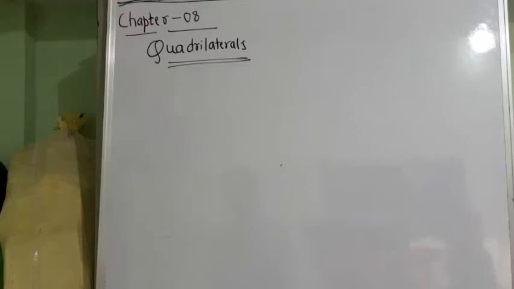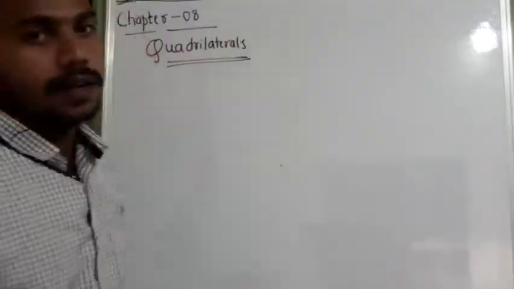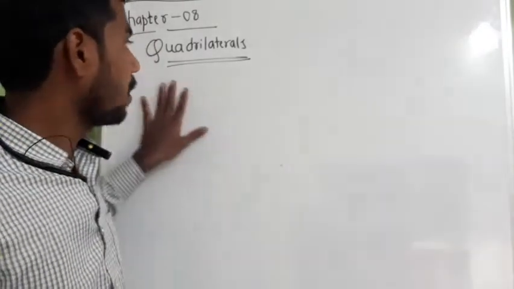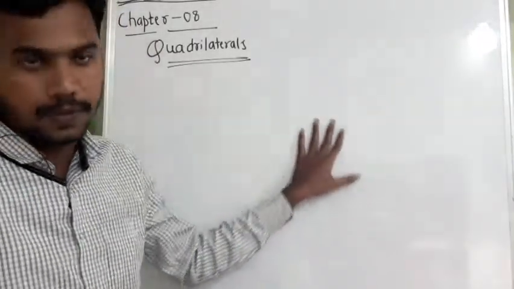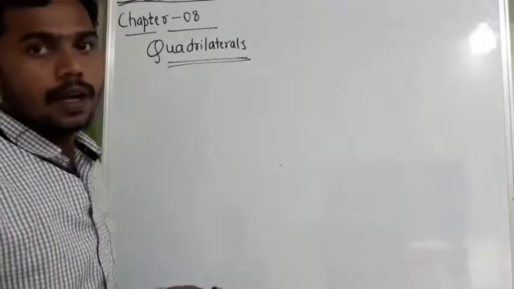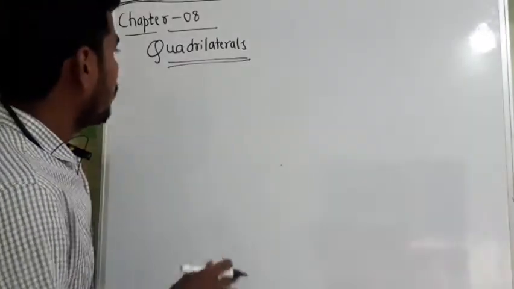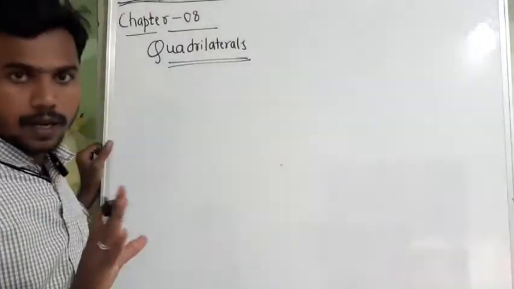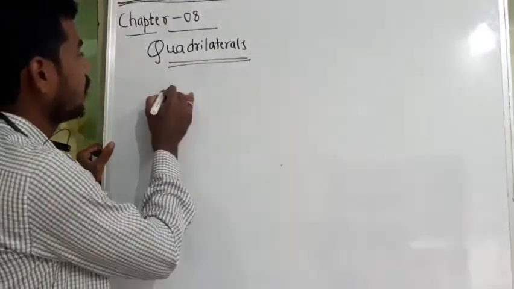Friends, we'll start with the new chapter, chapter number 8, quadrilaterals, and it is one of the important chapters from your future point of view. So in this, you already know what we mean by quadrilateral. A quadrilateral is basically a polygon which has four sides.